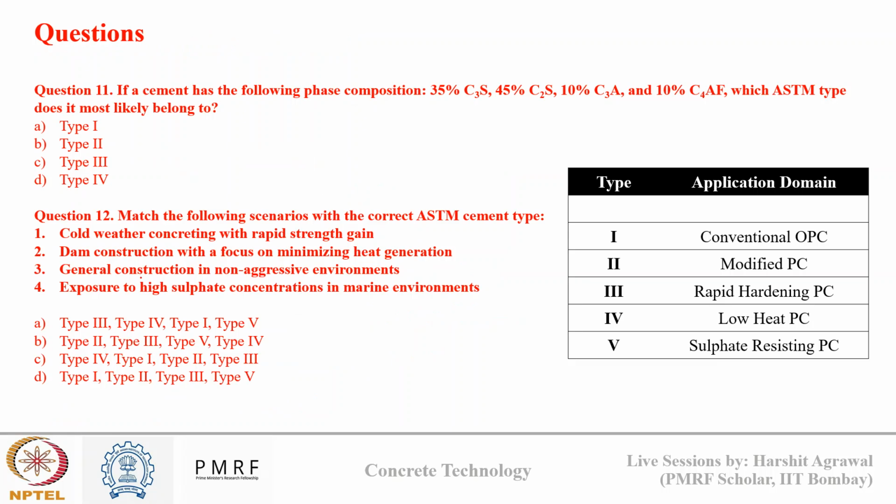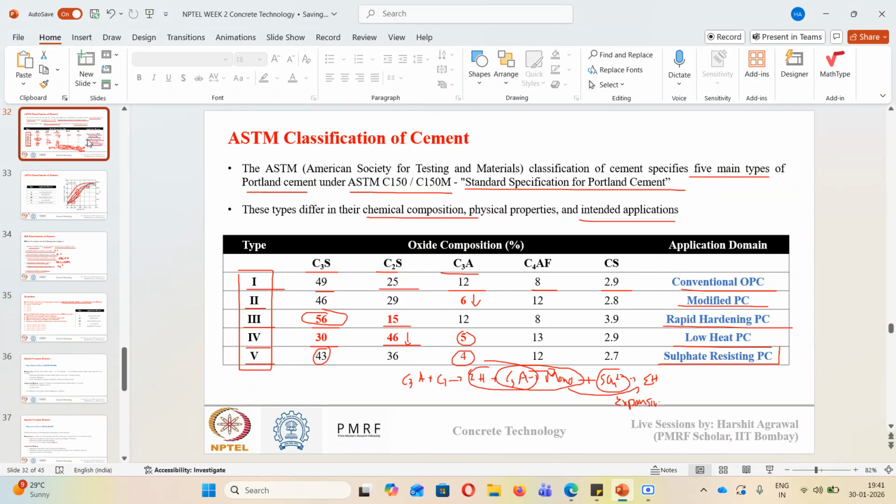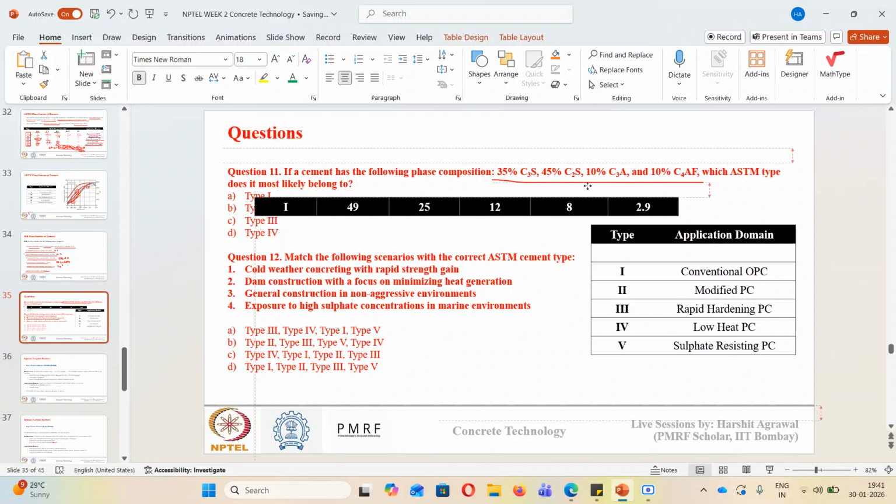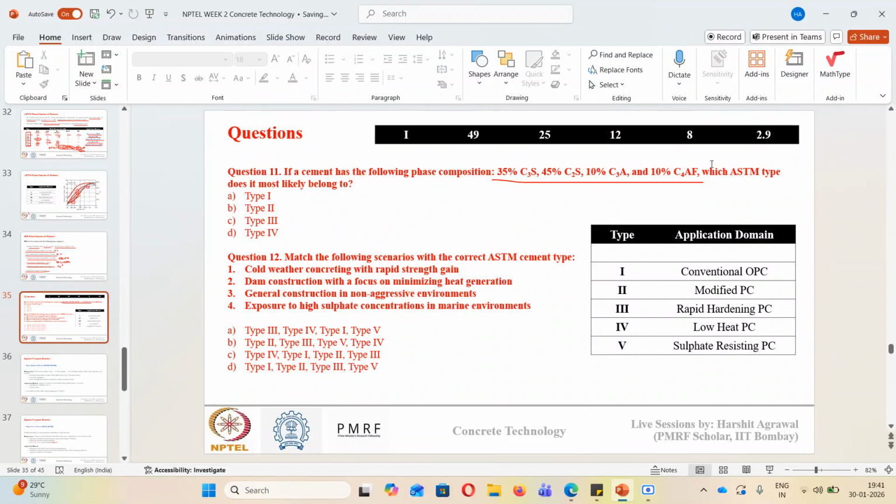Now, based on the discussion of ASTM classification, just try to answer these two questions quickly. Question one: you have been given the composition of cement. Based on this composition, can anyone tell me which type it belongs to? I will just tell you the composition for type 1. This is the composition for type 1. Based on this and the composition you see in this question, can you tell me which ASTM type cement it is?